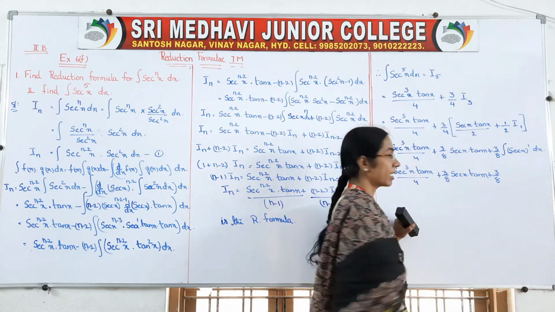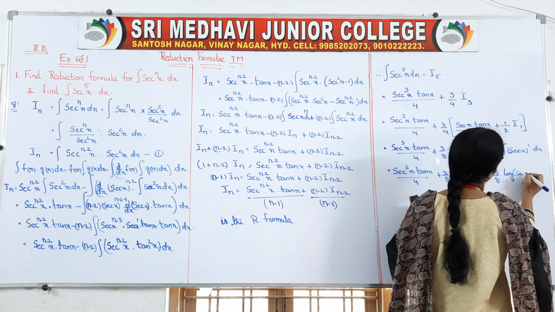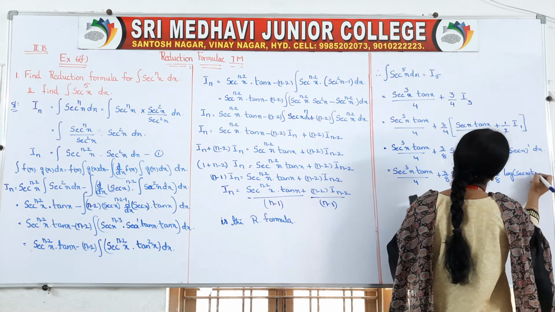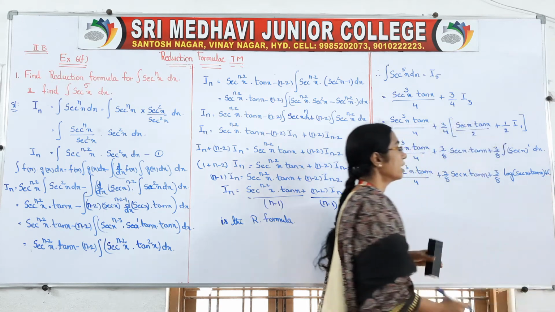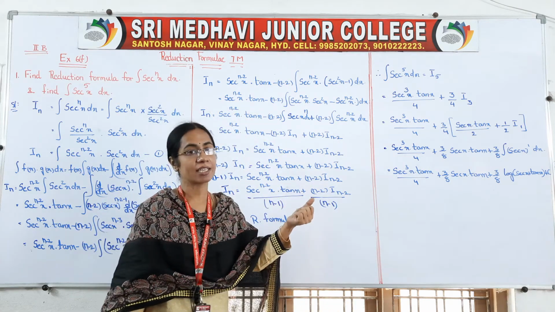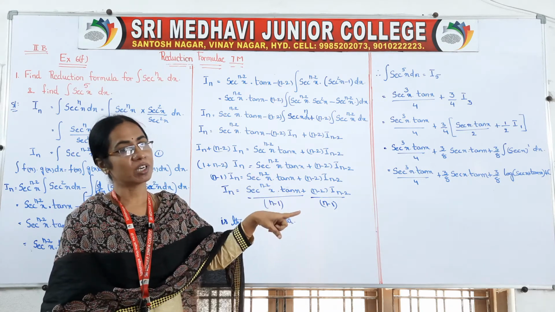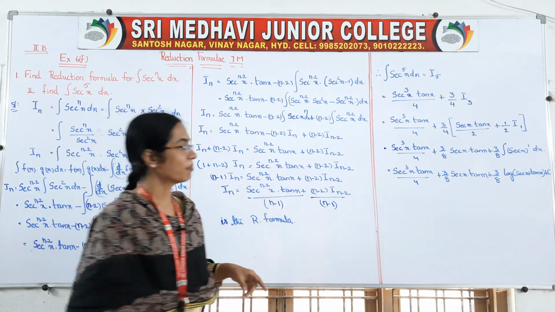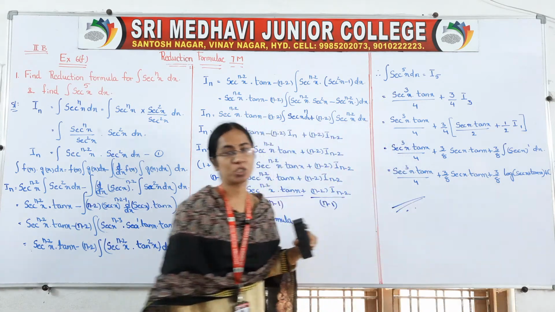Integral secant x, what is the formula? Log of secant x plus tan x. It is a standard formula. Integral secant x is equal to log of secant x plus tan x. Once all the integration is over, we have to write plus c. You know it very well, isn't it? So that is the answer to your question.